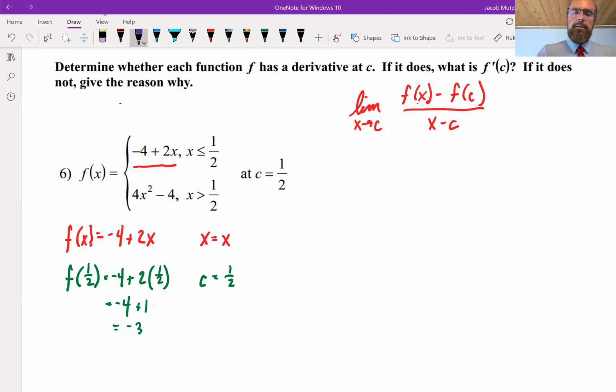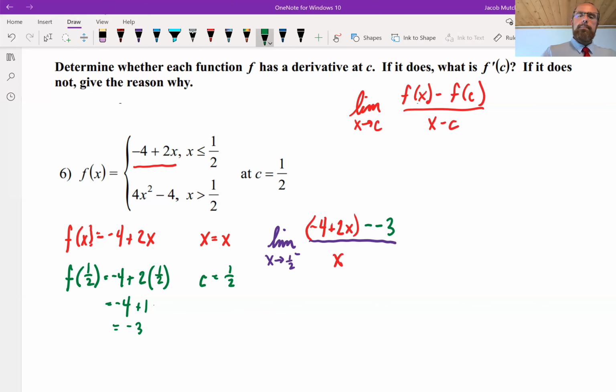So this is the limit as x approaches 1/2 from the left of numerator -4 plus 2x minus f of c is -3, so I'll double that negative, and that's all over x minus my c value, which is half. So that's the setup from the left-hand side.